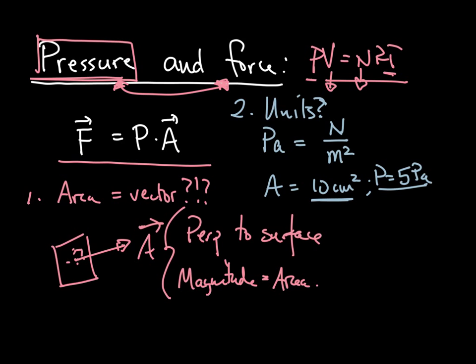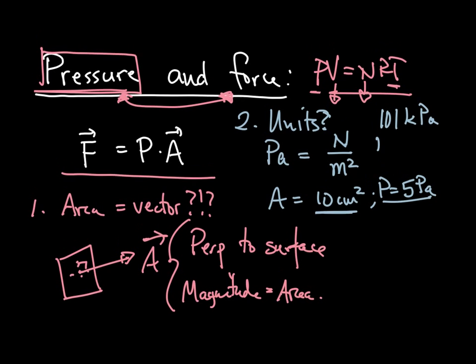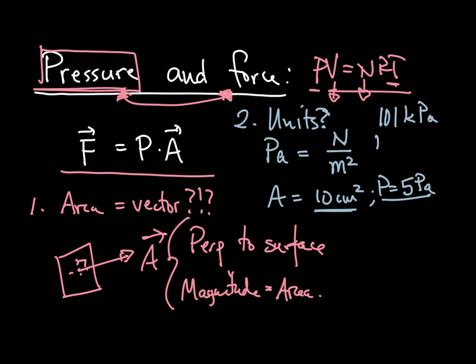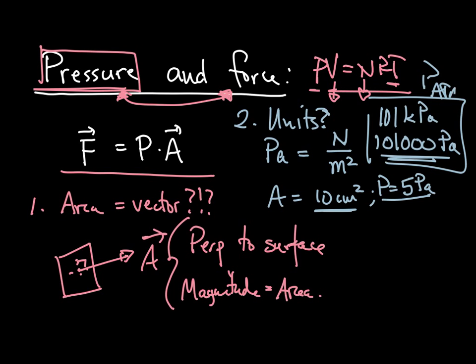If you remember, atmospheric pressure is something like 101 kilopascals, or 101,000 pascals. So this is the atmospheric pressure. That's one of those numbers that you have seen before and can look up on Google whenever you want.